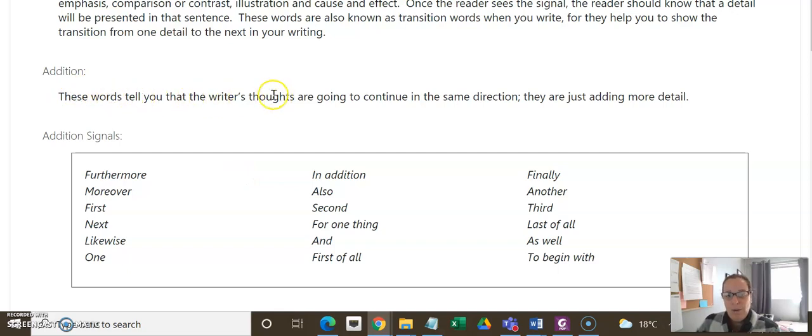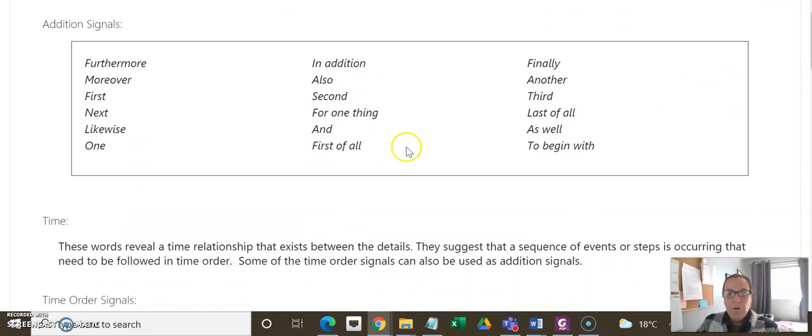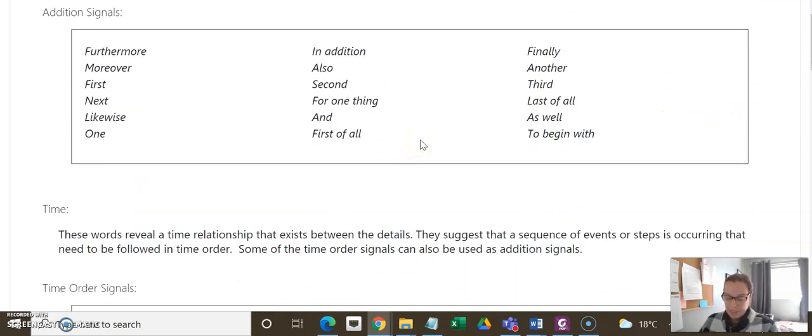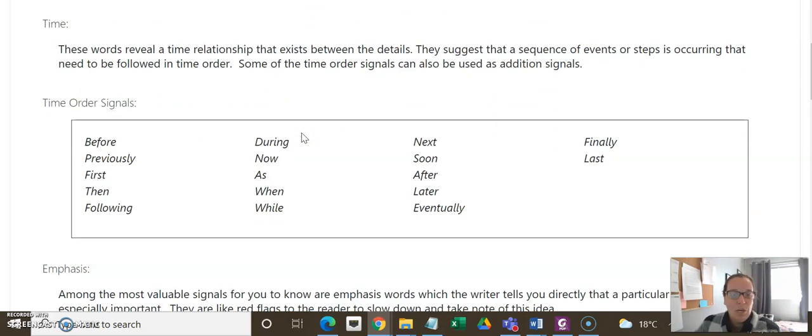So the first type of signal word is an addition word. These tell you that the writer's thoughts are going to continue in the same direction. They're just adding more detail. So for example, if I had a main idea sentence that said dogs are the best pets on the planet, I might give the first reason, so use the word first. The first reason is that they are extremely loyal. And then I might say another reason, over here, another reason is that they are very loving. So these are just a bunch of reasons for why dogs are the best pets on the planet.